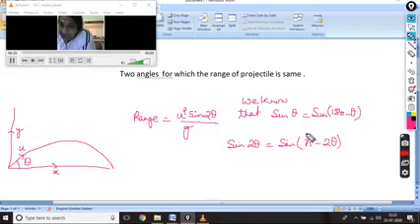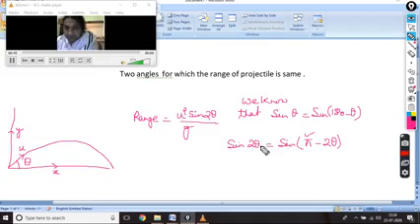Okay. I feel all of you understand this. If you don't understand, you send me a message. And when I say send a message, it means you have to send a message. Okay. So sine 2 theta equals sine pi minus 2 theta. This equation we made.